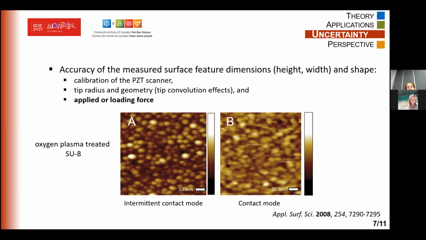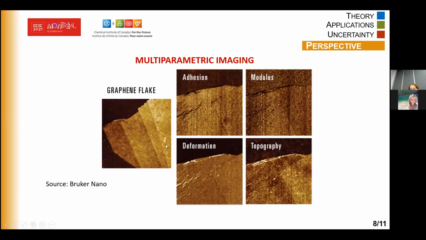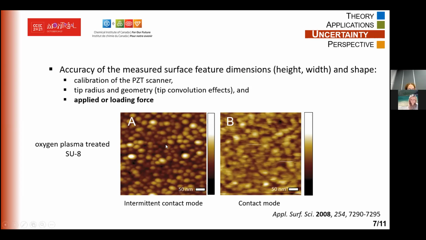And finally, the applied or loading force, as shown by the bottom images, where the left-hand side image is acquired at a lower applied force and therefore resolves the spherical features that are present on the surface of this oxygen plasma treated sample. And the right-hand side image acquired at higher force shows poorly resolved flattened features.